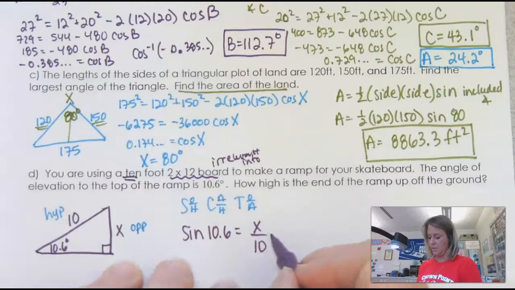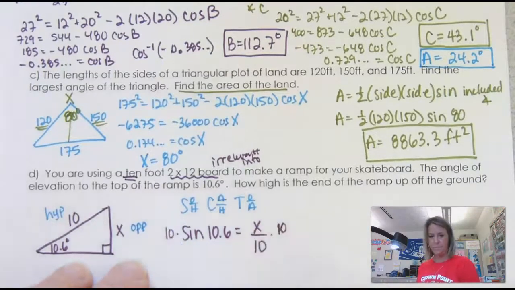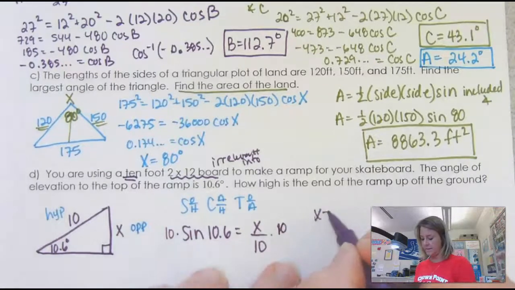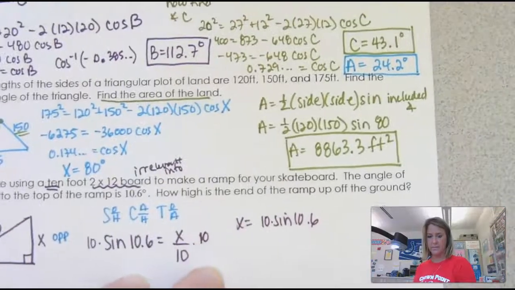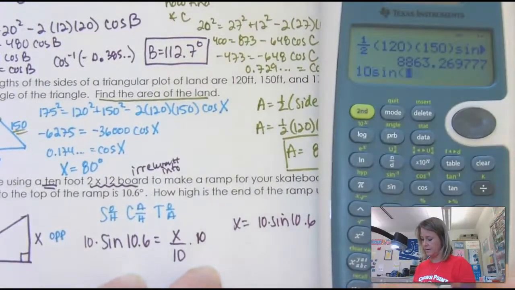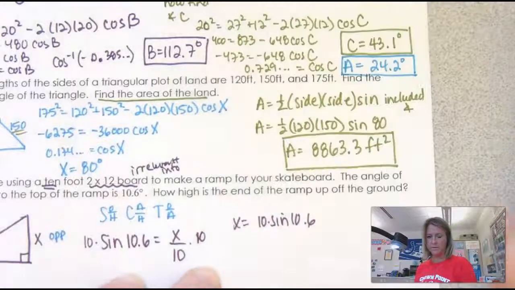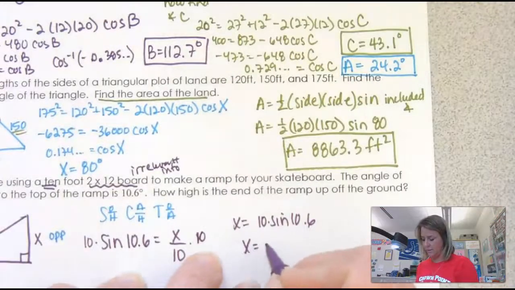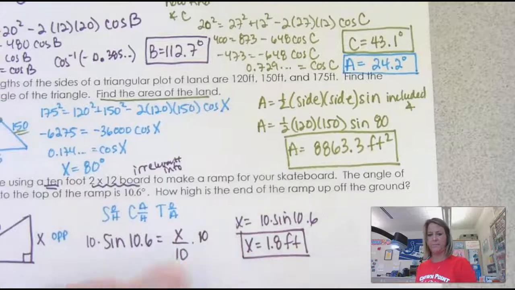So I would just multiply both sides by 10 here. And I get x is equal to whatever 10 sine 10.6 is. 10 sine 10.6. So I'm left with 1.8. So it's off the ground 1.8 feet, 1.8 feet high.